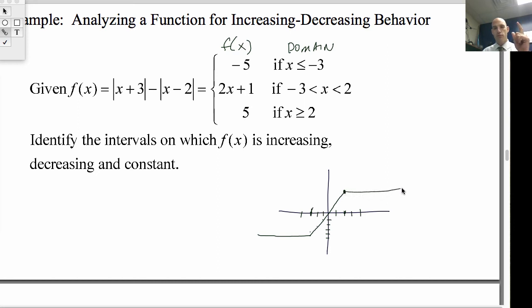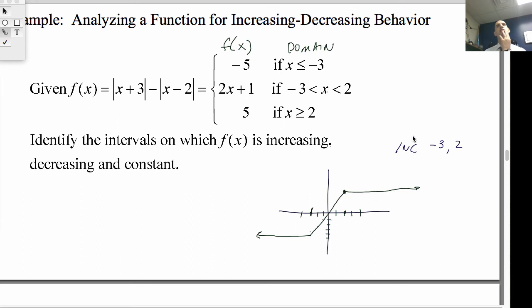So here we go. Literally, the graph is defined by these functions here. It's negative 5 all the way up until x is equal to -3. It's 2x plus 1 between -3 and 2, and it's 5 from 2 on. And so here's my increasing, and these two are constant. So increasing from -3 to 2.